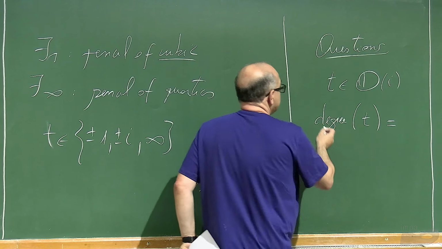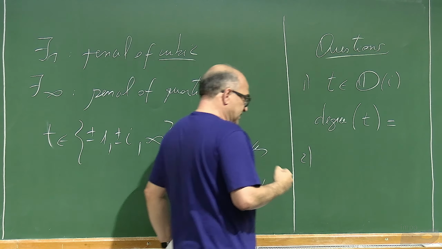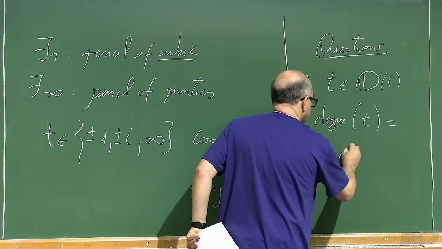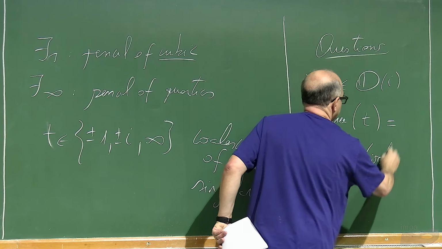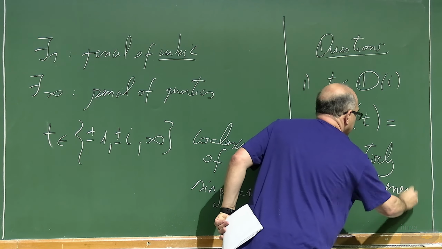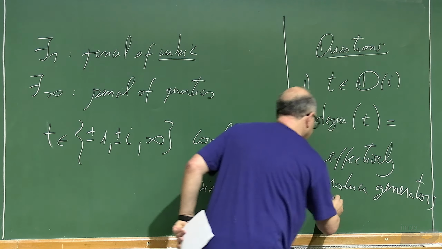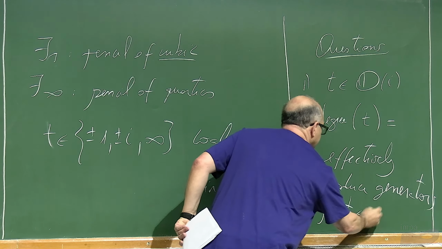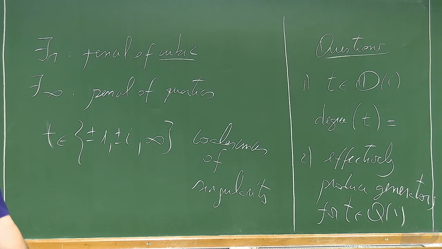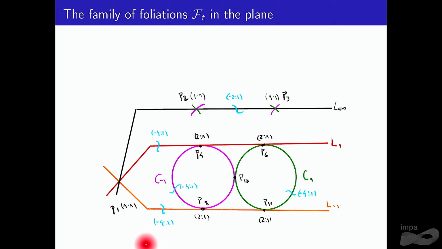And the second natural question is how to produce all pencils, the generators of all pencils. So, effectively produce the generators of all pencils for all T belonging to Q(i). For the pencil of quartics, the generators are the two circles. One is the two circles, the other one is this line, and this line to the square.